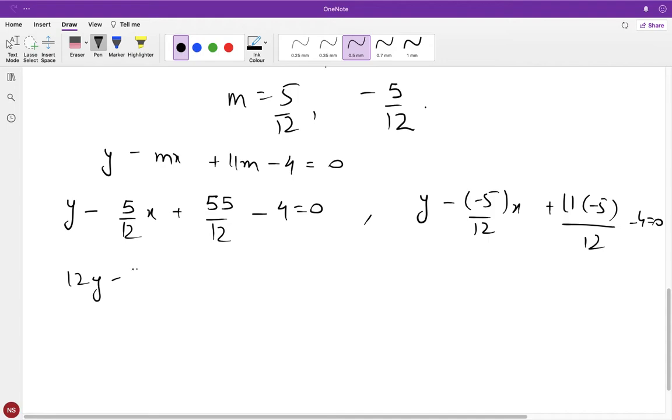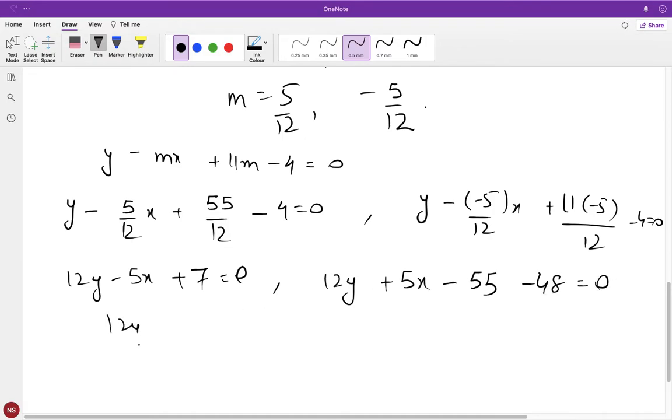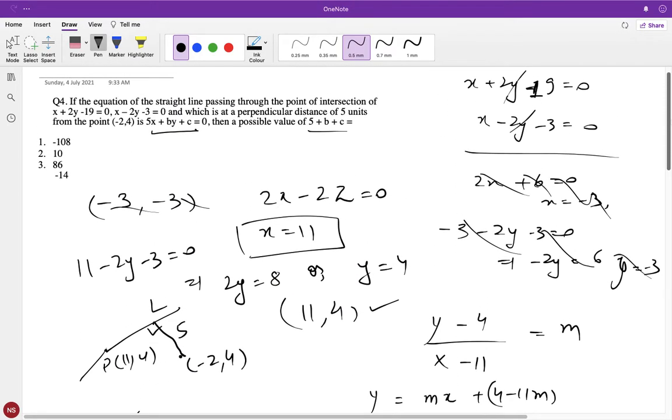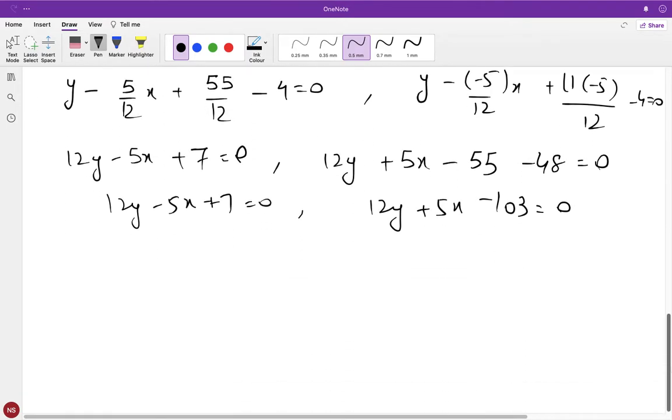So 12y minus 5x. 12 times 4 is 48. 55 minus 48 is 7. Or 12y plus 5x, 11 times minus 5 is minus 55 and minus 48 is minus 103. So 12y minus 5x plus 7 is equal to 0, or 12y plus 5x plus 103 is equal to 0. The given form is 5x plus by plus c is equal to 0.